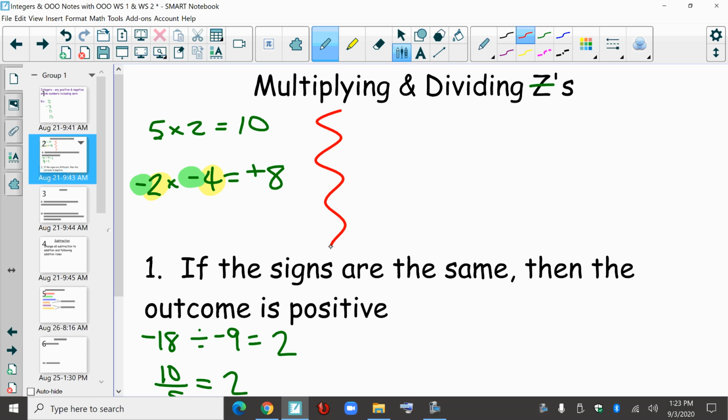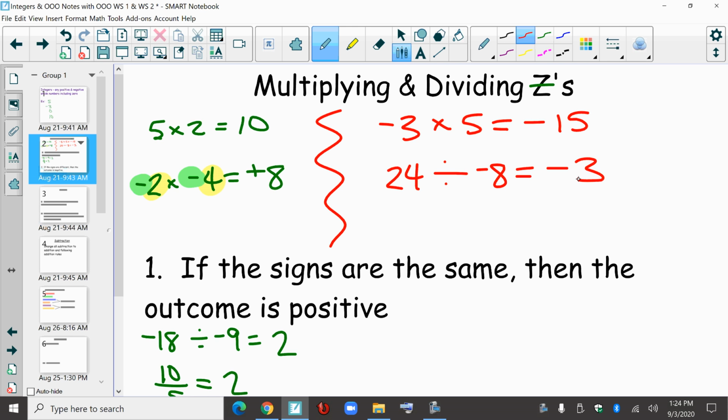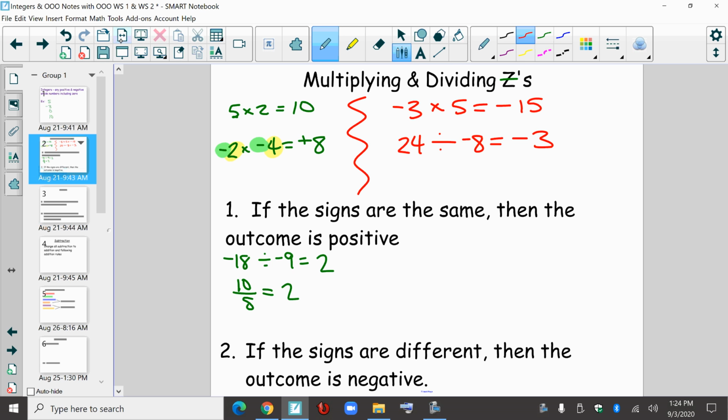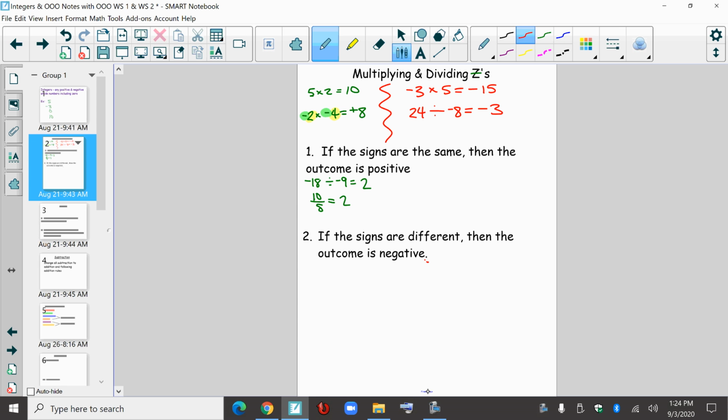If the signs are not the same, for example, -3 times +5, then when the signs are different, you keep the negative and multiply the numbers. So -15. Or 24 divided by -8. The signs are different, so the outcome is negative, and you divide the numbers to give you 3. So if the signs are the same, the outcome is positive. If the signs are different, the outcome is negative. It is that simple, and that's where I need your brain to go. Same signs, positive. Different signs, negative. That's how you're going to multiply.